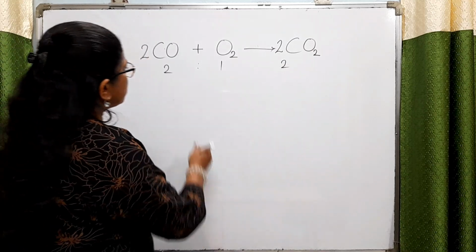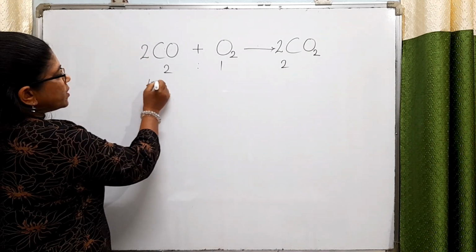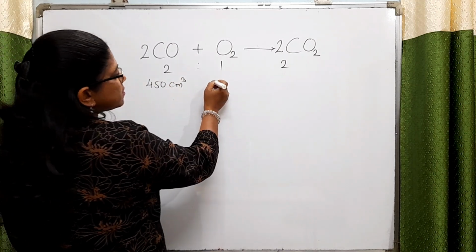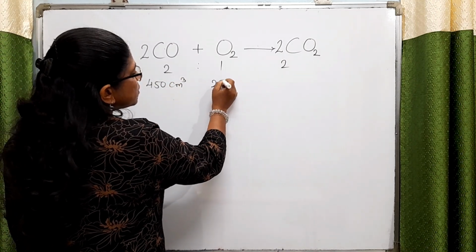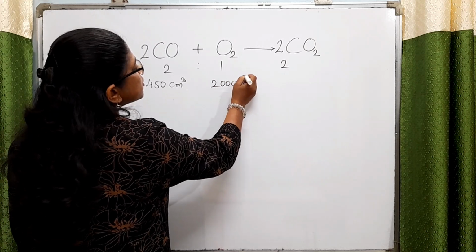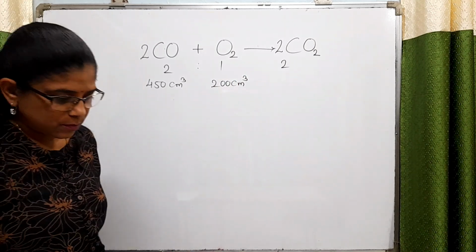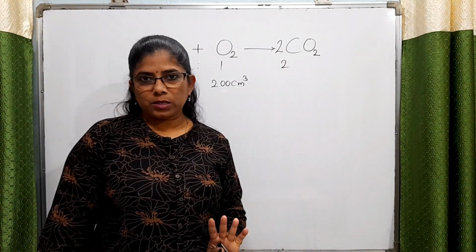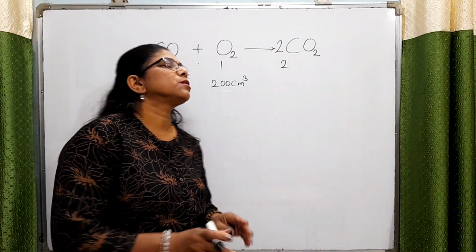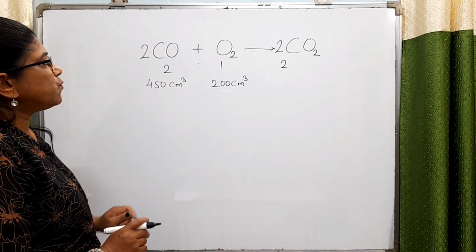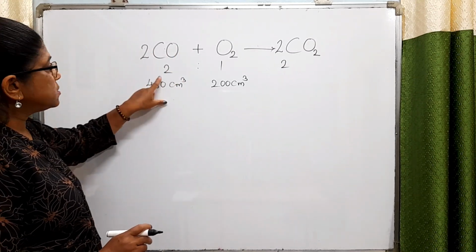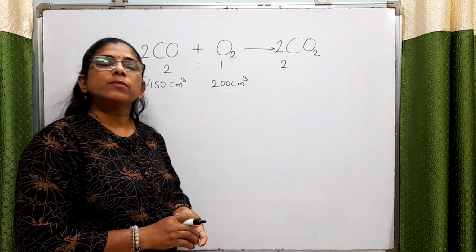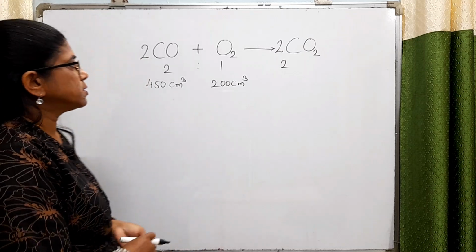Now what is given in this problem? Here they have given that 450 centimeter cube of carbon monoxide is reacting with 200 centimeter cube of oxygen. Now how to find out the product? What is the volume of the product? First of all, we know that carbon monoxide is in 2 volumes and oxygen is in 1 volume. Let us first solve this.